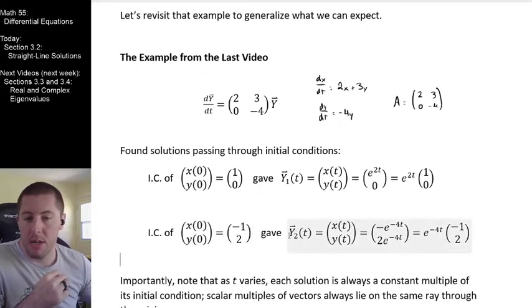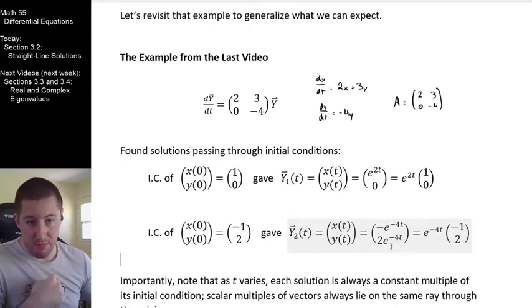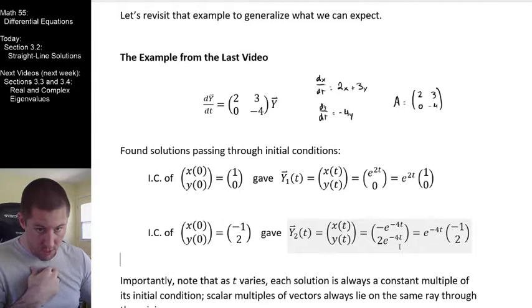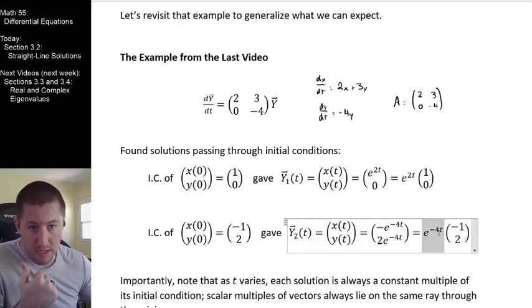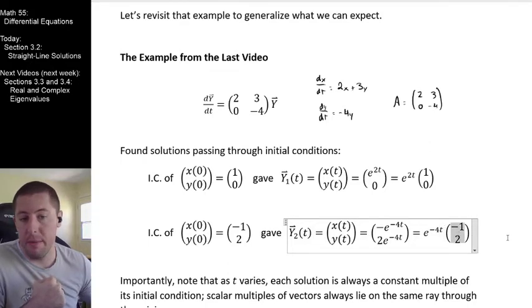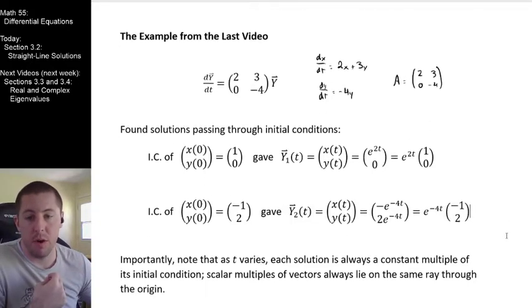This led us to the particular solution that we called the vector y2. It gave us negative e to the negative 4t and 2e to the negative 4t. Again, I'm noticing that there's really a common factor of e to the negative 4t in both the x and y component. And so if we choose to factor out that e to the negative 4t as a constant out front, then that leaves us with the remaining constant vector of just negative 1, 2.